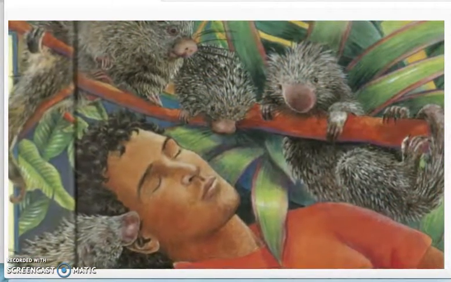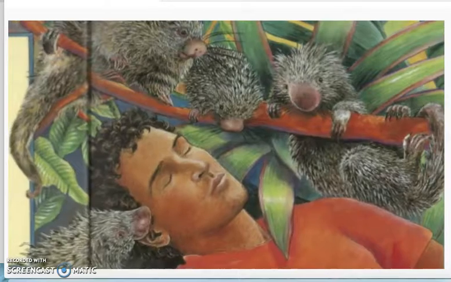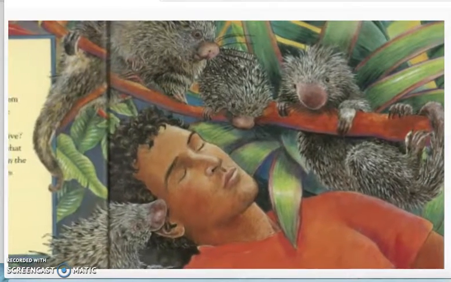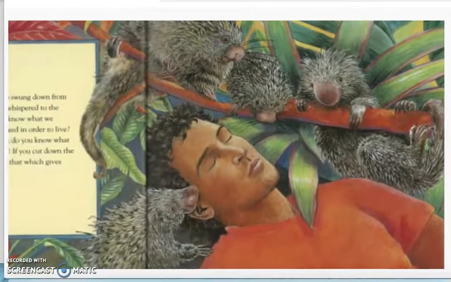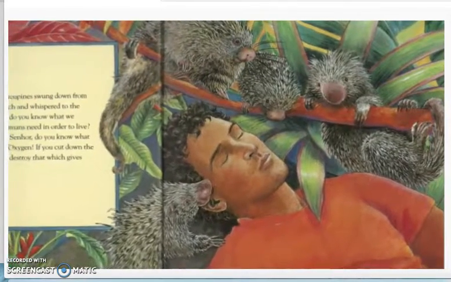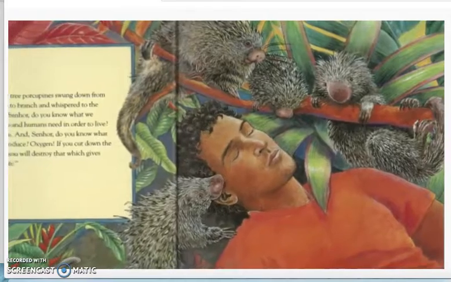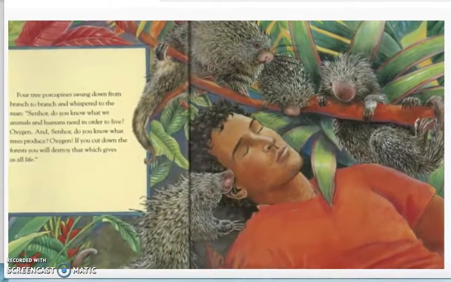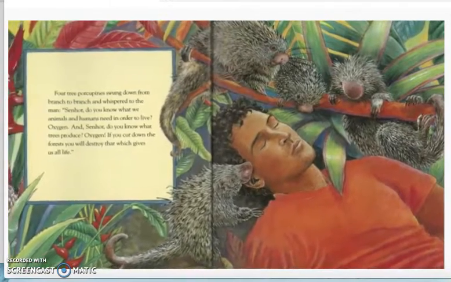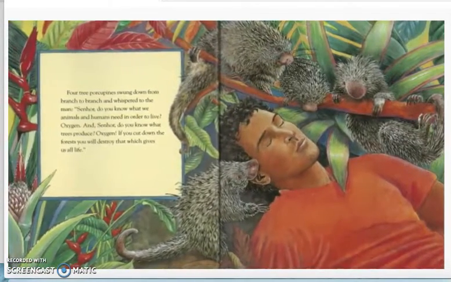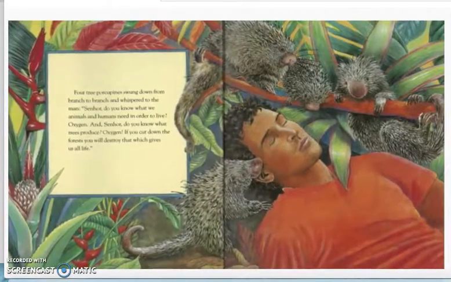Four tree porcupines swung down from branch to branch and whispered to the man, "Senor, do you know what we animals and humans need in order to live? Oxygen. And, Senor, do you know what trees produce? Oxygen. If you cut down the forests, you will destroy that which gives us all life."